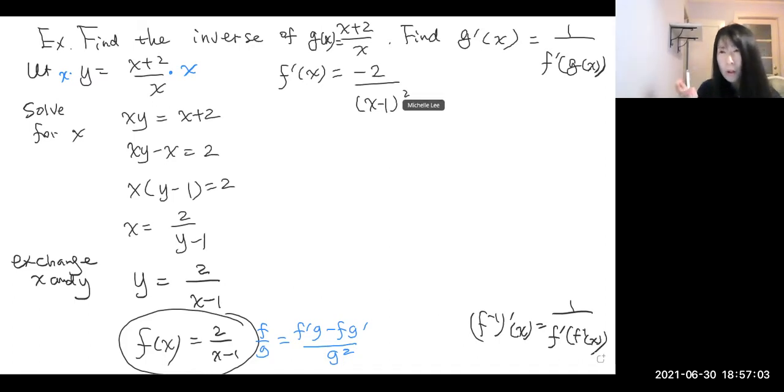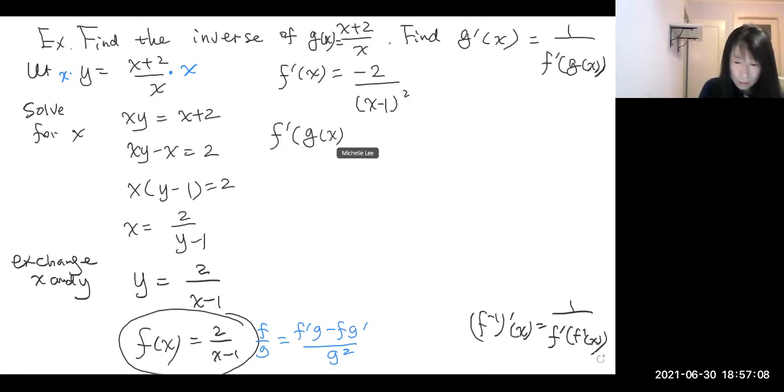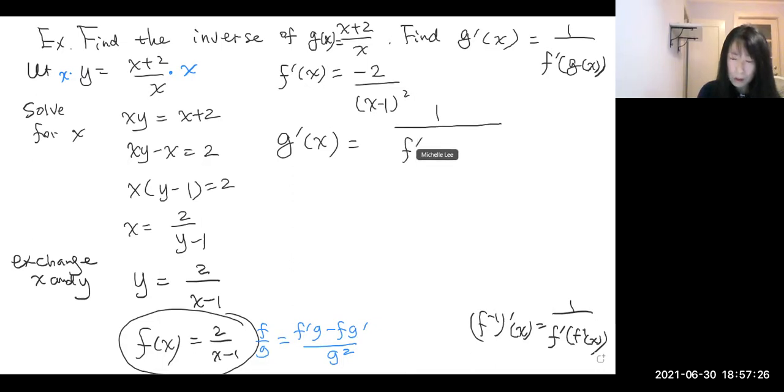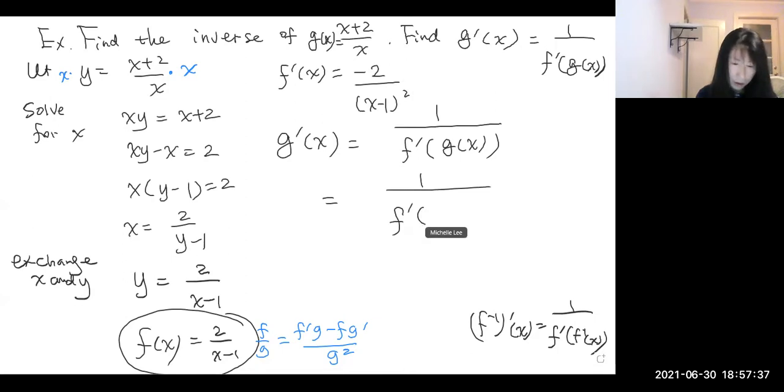All right. So let's take a look. F prime of g of x. This means, okay, let us do one step. So g prime of x equal to 1 over f prime of g of x. That is 1 over f prime of g of x, where's g of x? X plus 2 over x, right?